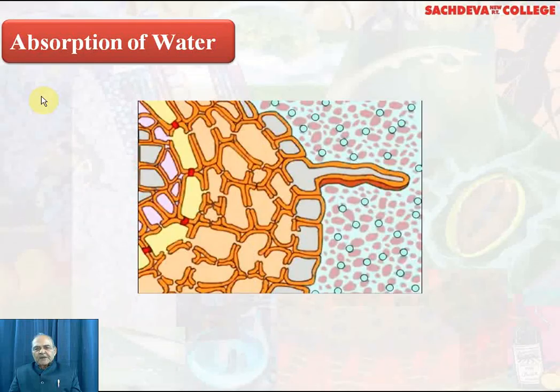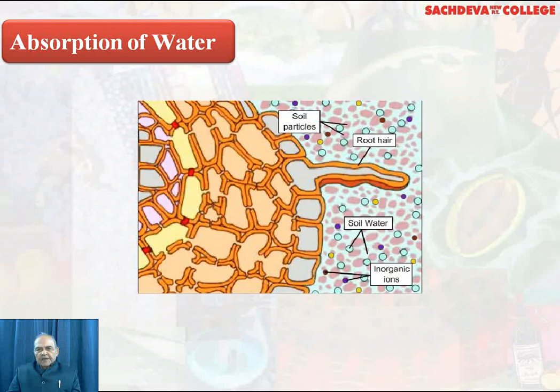Now you can see here how the water is moving through the apoplastic pathway as well as through the symplastic pathway. Root hair, soil water, and then you have soil particles, inorganic ions, etc. This is the apoplastic pathway.